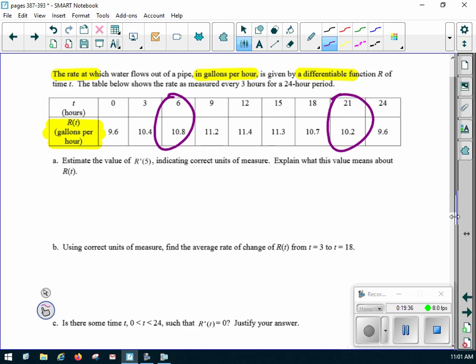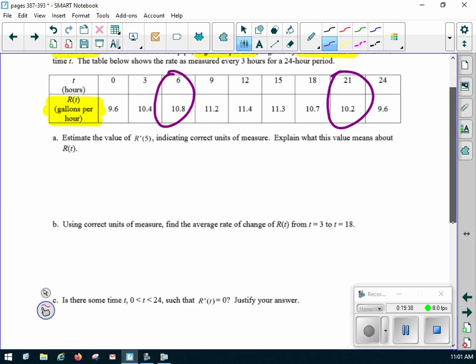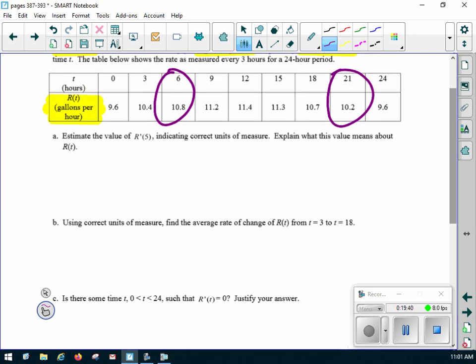So let's go to A. Estimate the value of r prime of 5, indicating correct units of measure. Please notice the word estimate. I can't figure out exactly what that derivative is because I don't know the equation. But I can estimate. Remember how you estimate a derivative from a table? Two points where? Yeah, two points on either side.